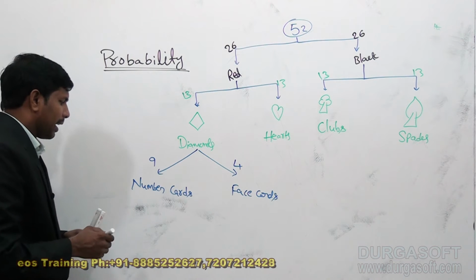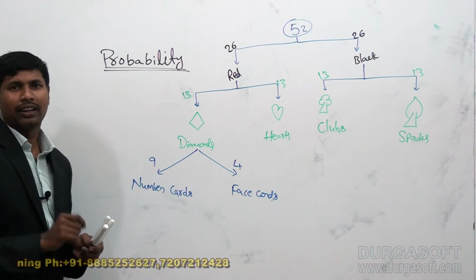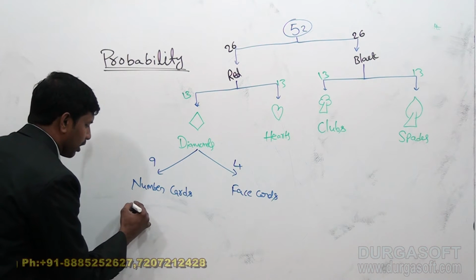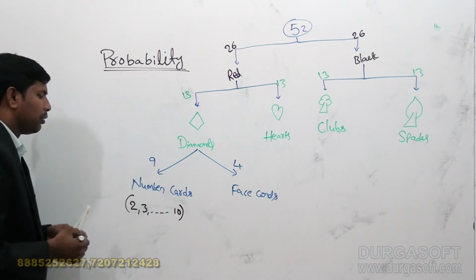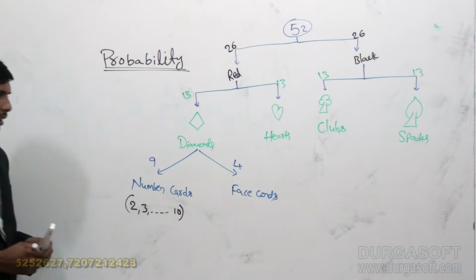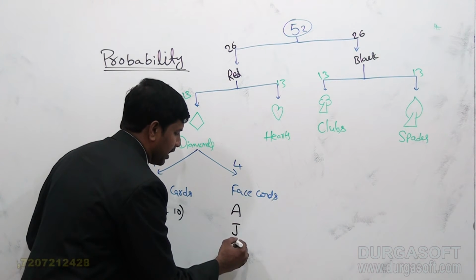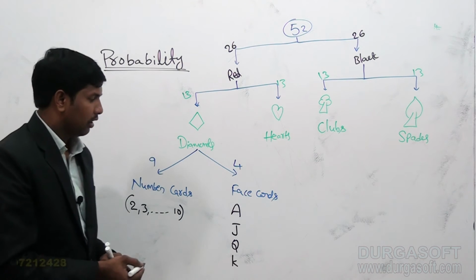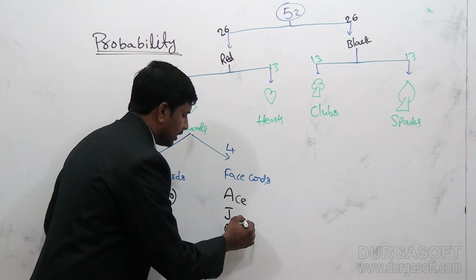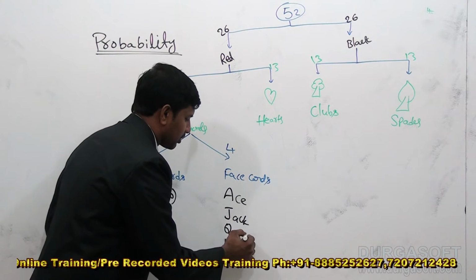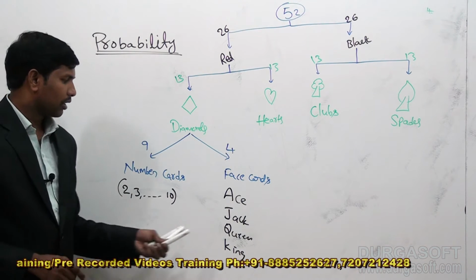So what do you mean by number cards? Generally whenever you look at number cards, we cannot find the number 1 card or 0. The numbers start from 2 and continue up to 10. So 2, 3, 4 and so on up to 10, these are the number cards. And what do you mean by face cards? You can find A, J, Q, K. These are the face cards, and the names are ace, jack, queen, and king. So totally 4.